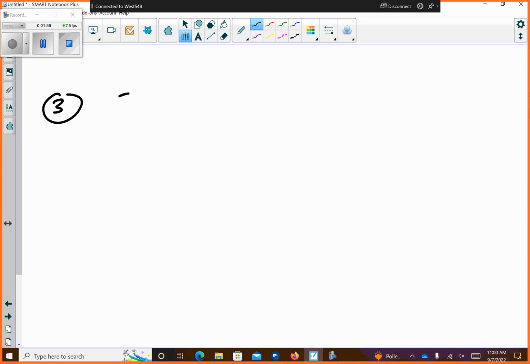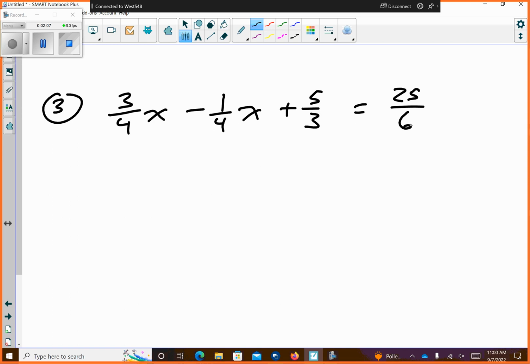Number 3. So this is 3 over 4x minus 1 over 4x plus 5 over 3x equals 25 over 6. My friends, you are welcome to try and combine like terms, keeping fractions as is. But I'm not best friends with fractions, and if you are, you're a better person than I am. Okay? So let me ask you this. We have the following denominators. We have a 4, a 4, a 3, and a 6. The simplest way is to go 4 times 4 times 3 times 6. Okay? That's the simplest way.